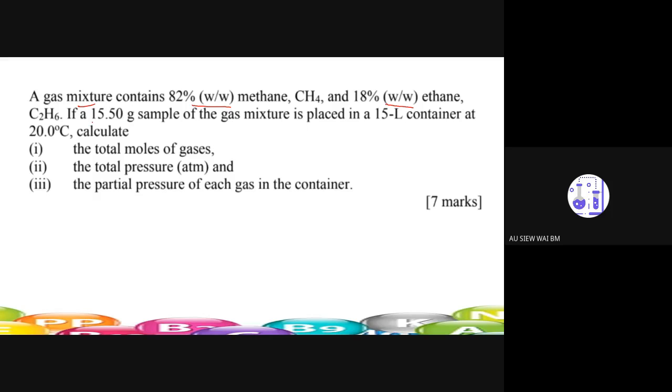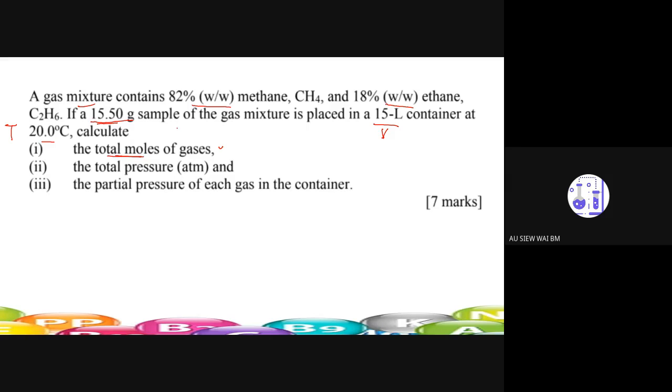For this sample, the total mass of this sample is this one, and then this one is the volume of the container, and this one is the temperature. First, the total mole of the gases. Second, the total pressure in atm, and then the partial pressure of each gas in the container. So first thing, what do you need to do? You need to get the total number of mole, the total mole of the gases.